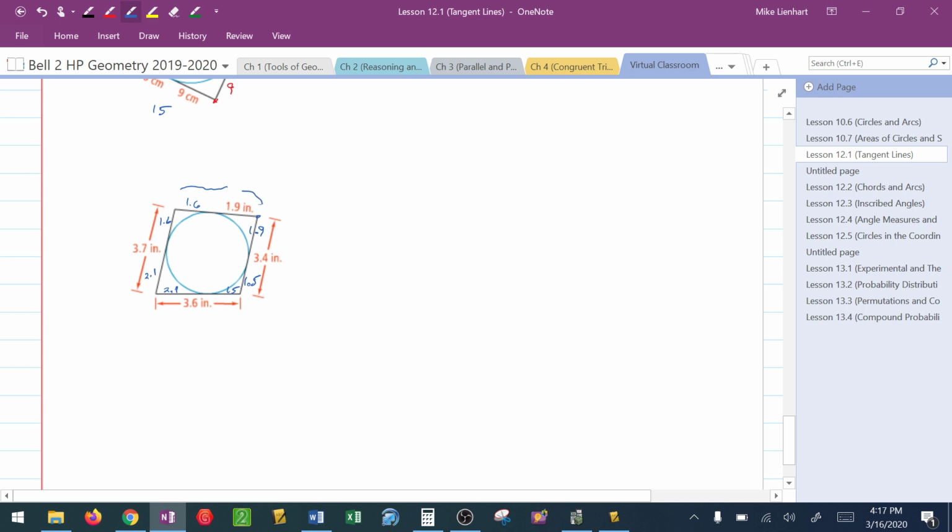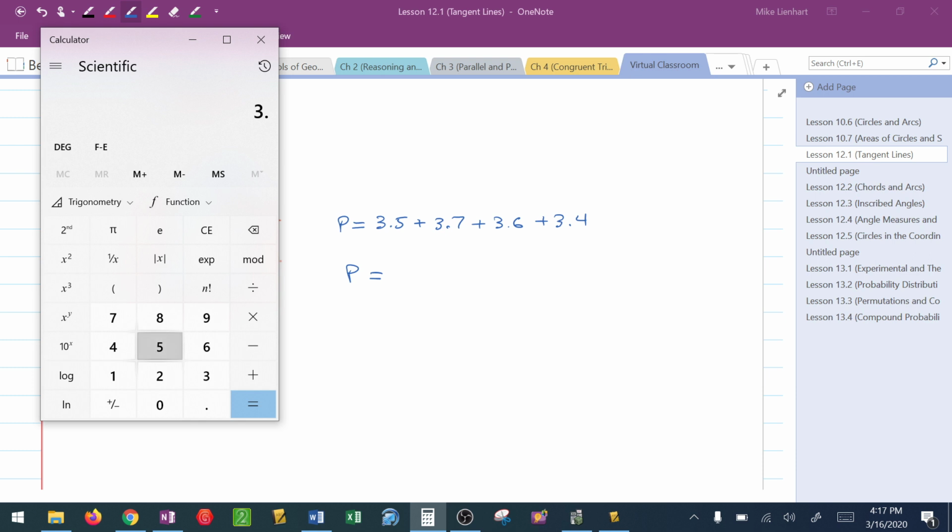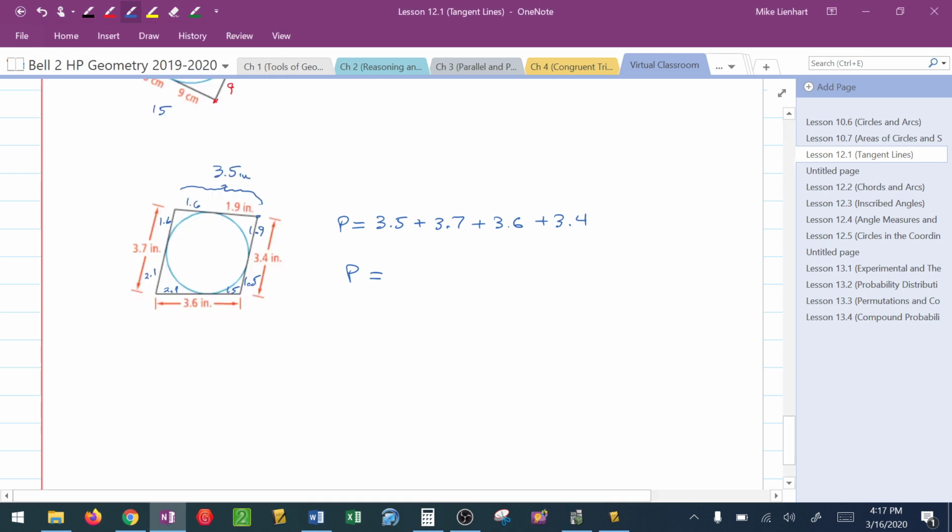I know this entire length here is 3.5 inches. Now I can find the perimeter. I know the perimeter would be 3.5 plus 3.7 plus 3.6 plus 3.4. And I'm going to add those up on my calculator here. 3.5 plus 3.7 plus 3.6 plus 3.4. And I get a perimeter here of 14.2 inches.